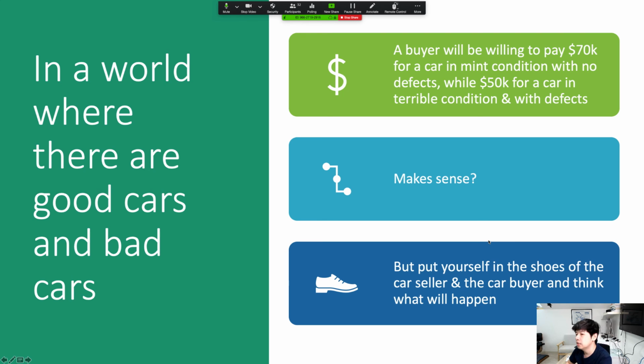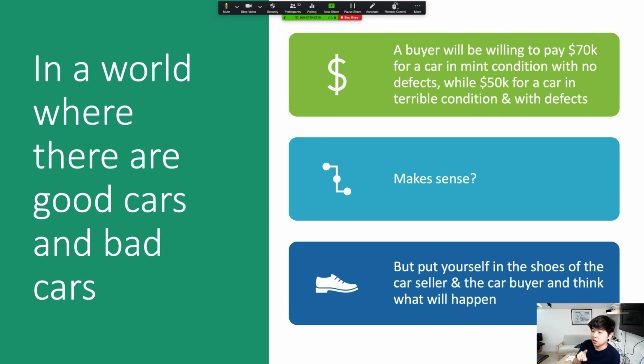Have you learned stats in math? If you take A math, do you know the concept of expected value? If your chance of getting a good car is 50% and the chance of getting a bad car is 50%, for a good car you are willing to pay 70k, and for a bad car you're willing to pay 50k. So you take 70k times 50% plus 50k times 50%, then the value you will get is 60k.